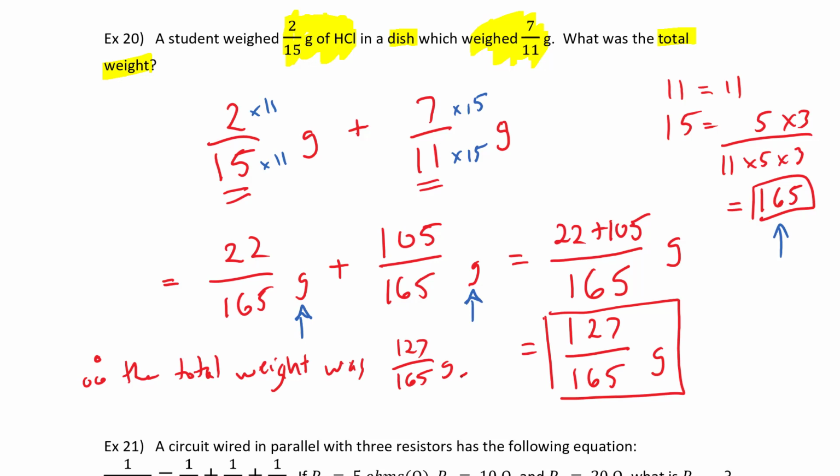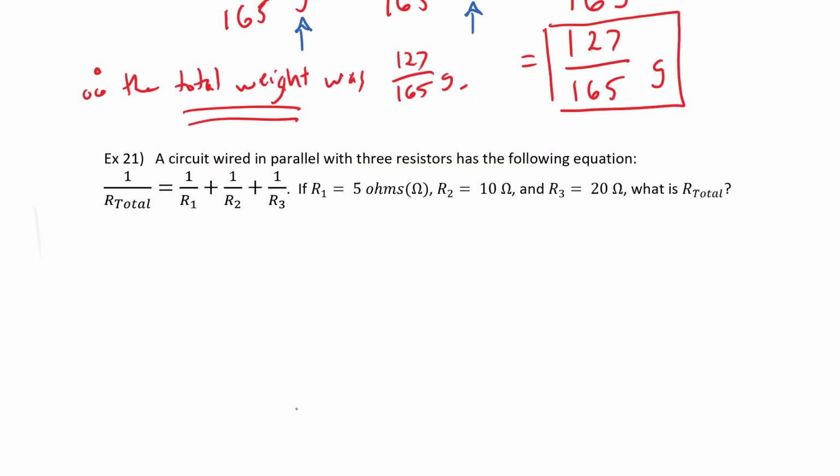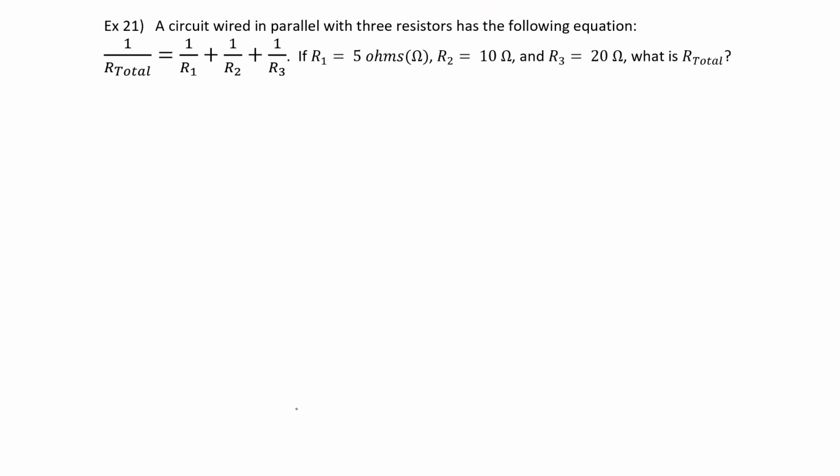Does that seem reasonable? We're taking a very small number, 22 over 165, and we're adding to it 105 over 165. Both numbers that are less than 1 whole. And you can see this is still a small number. And we asked for total weight. We reported total weight. Always double check that. Next problem.